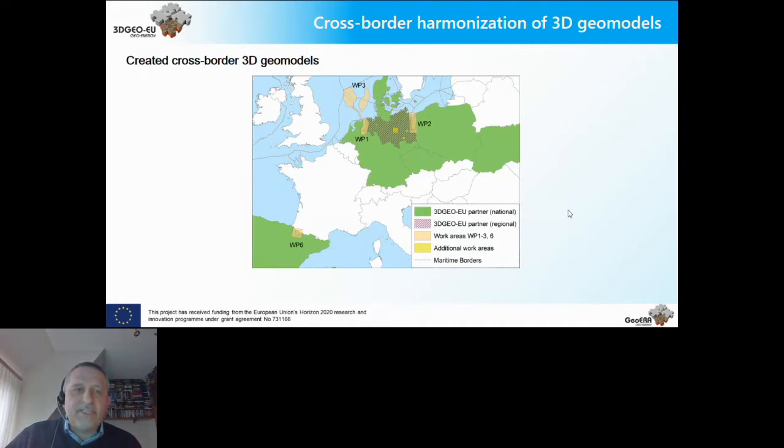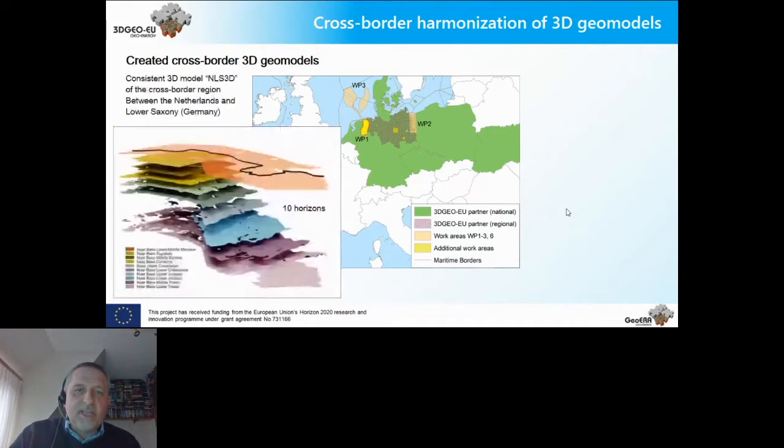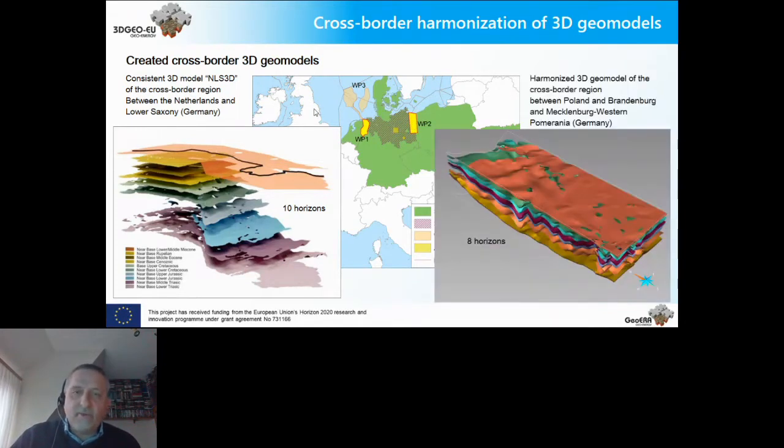And in the following, I just show you a few impressions of the created cross-border 3D geomodels. So let's start with the first. This is a consistent 3D model of the cross-border region between the Netherlands and the German state of Lower Saxony. The model consists of 10 horizons, of Cenozoic and Mesozoic layers. And if you go now to the east, we have a harmonized 3D geomodel of the cross-border region between Poland and the German states of Brandenburg and Mecklenburg-Western Pomerania. This model consists of 8 horizons from the Upper Permian to the Cenozoic.